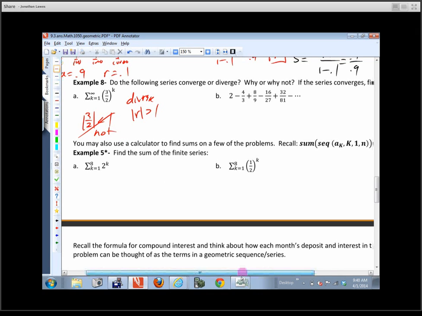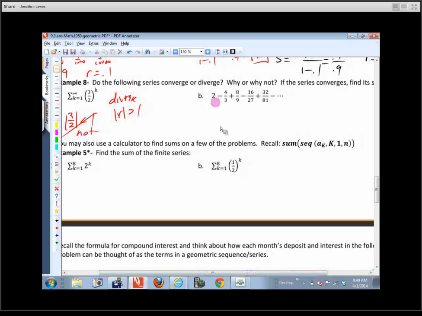Let's check this next one. I've got 2, negative 4/3, 8/9, negative 16/27, 32/81, plus, minus. First of all, we'd want to check and see what the common ratio is. So on this one, I'm going to take negative 4/3 and divide it by 2 over 1. I'm going to flip that over, so that's going to be 1/2. I'm going to cancel here, so I end up with negative 2/3. That's the ratio between the first two.